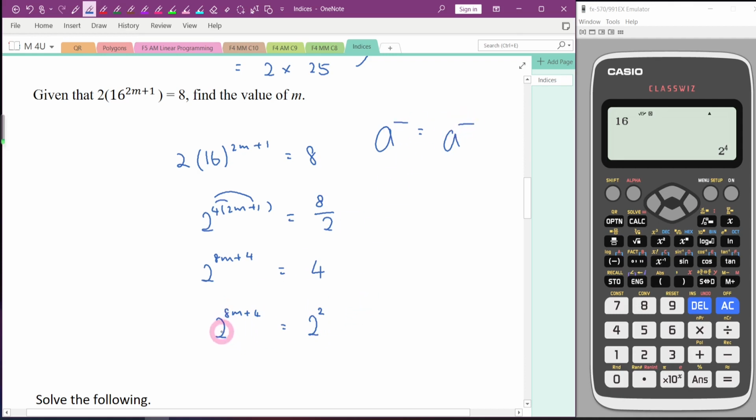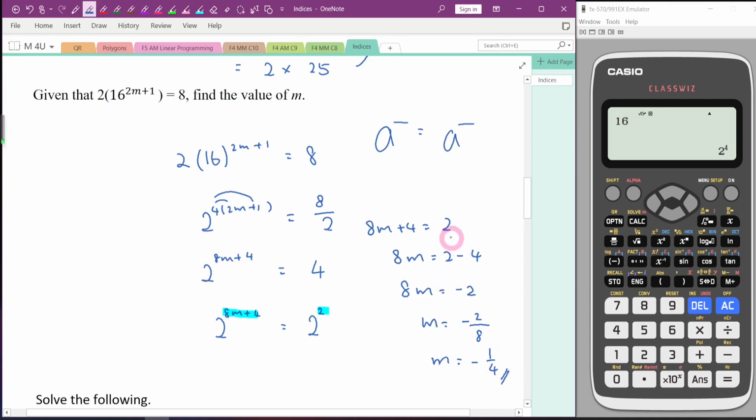Now since they have the same base, 2 here, 2 over here, this means that these two are equal, right? It means that this is equal to this. By comparing their indices, we know that 8m plus 4 is equal to 2. This is just a simple linear equation. 2 minus 4, so this is negative 2. So m is equal to negative 2 divided by 8. m is equal to negative 1 over 4.